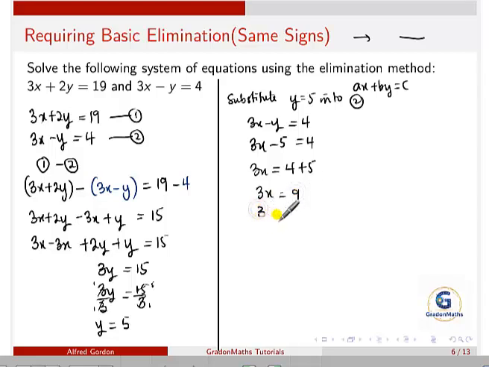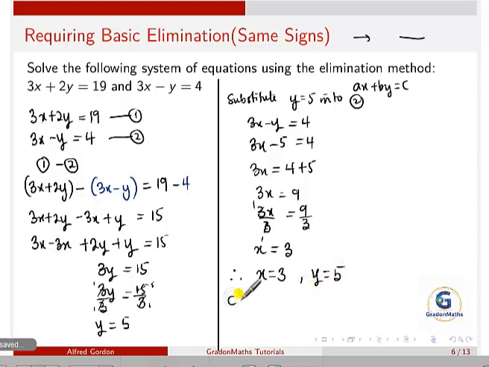And then we divide both sides by 3. 9 divided by 3, and here this divides itself, 1. So x is equal to 9 divided by 3, which gives us 3. So we can say that the solution for the system of equations is x is equal to 3 and y is equal to 5.